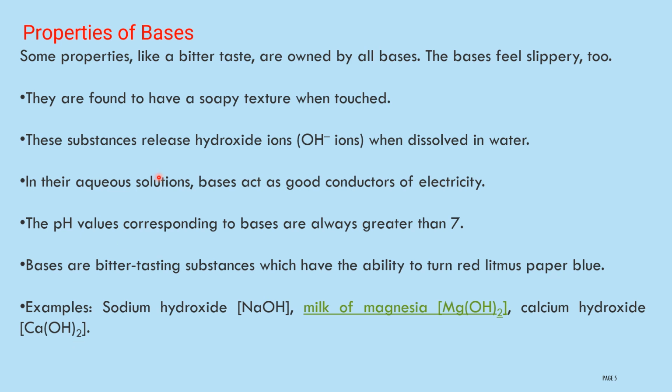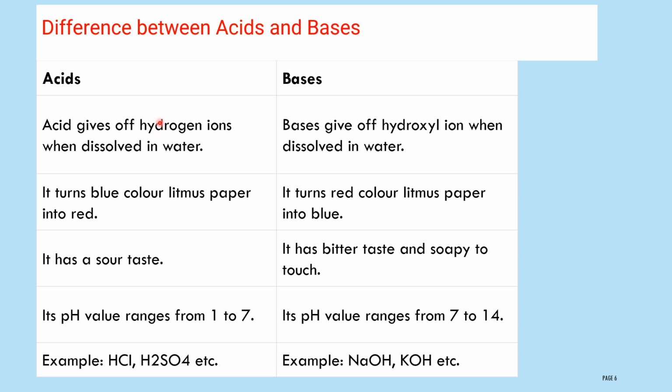The properties of a base are very important. You have to remember the properties of a base. Let us recall the difference between acid and base. First one, acid. Acid gives off hydrogen ions when dissolved in water. Next one, base. A base gives hydroxide ions, OH minus, when dissolved in water. That is the first difference.